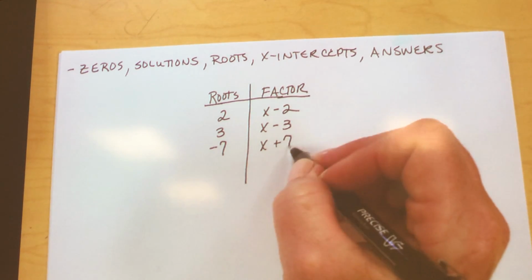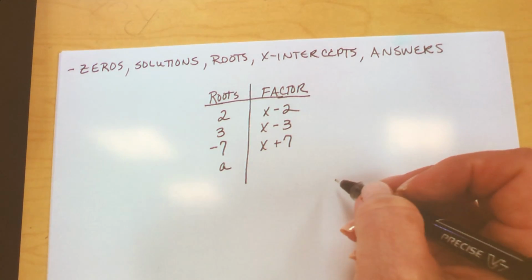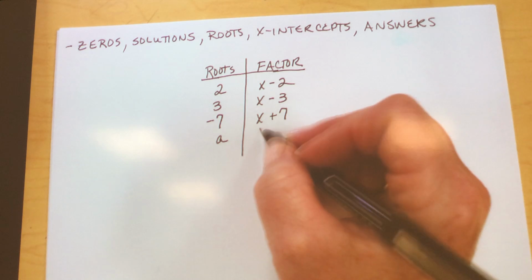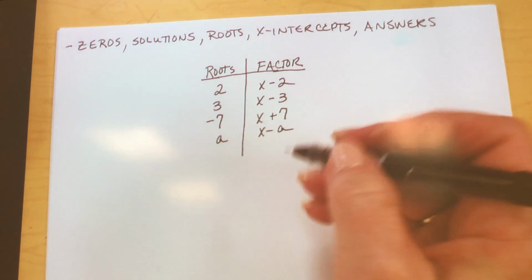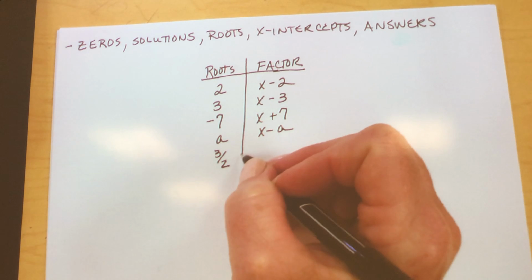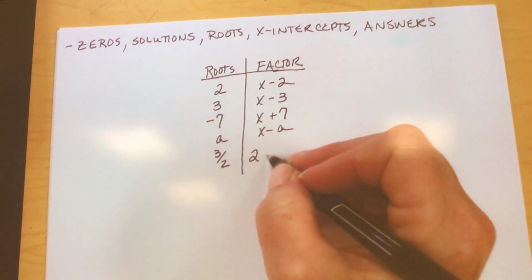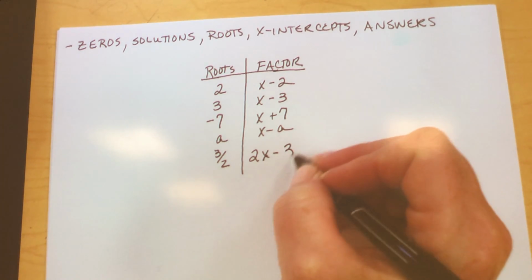Very good. What about if the root is a? X minus a. What about if it's 3 halves? X minus... Nope, no fractions. Say it, Simon. She said it's like 2x minus 3.